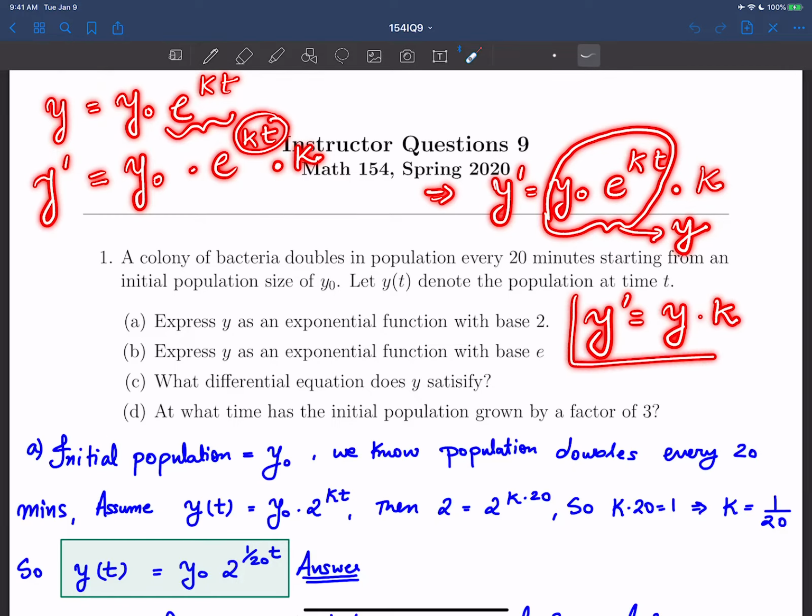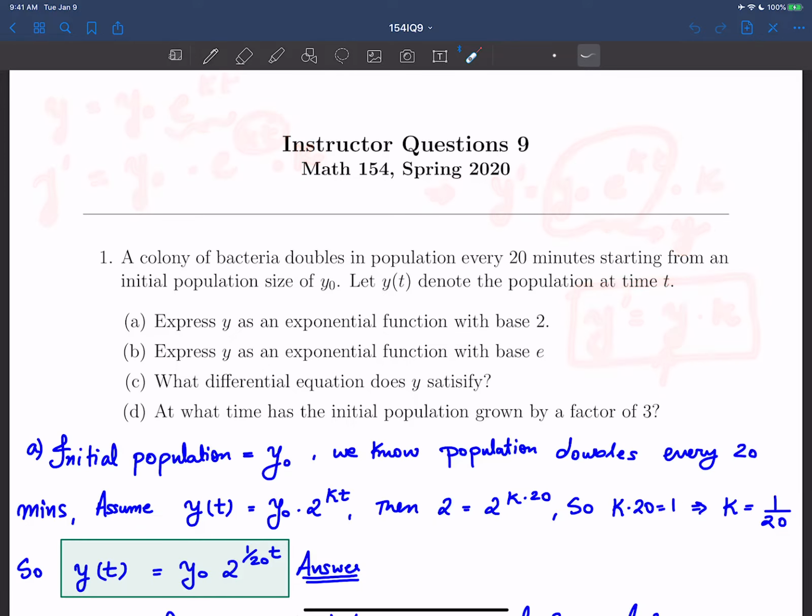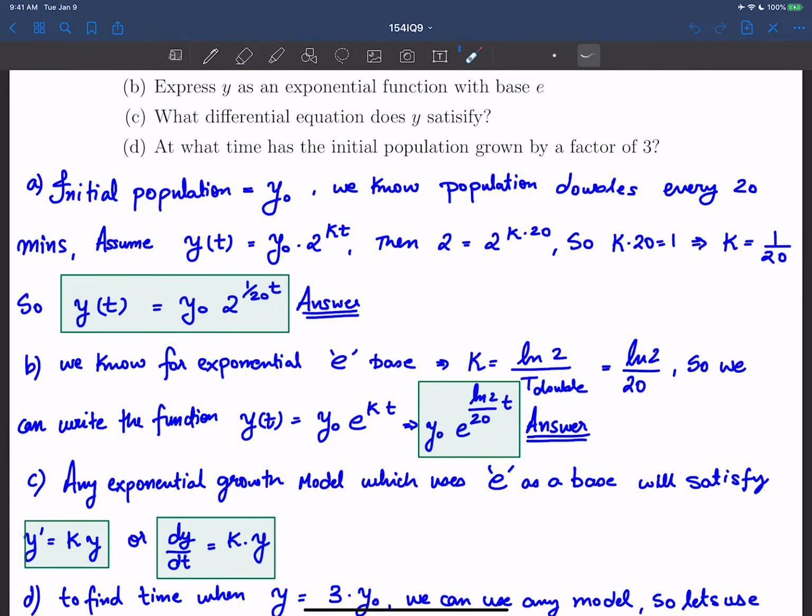That's the property that every exponential function obeys. When you have an exponential function, the derivative depends upon the function itself, and that's how you can find a differential equation. So any exponential growth model which uses e as a base will satisfy y prime equals ky, or you can write y prime as dy/dt equals ky. That was an easy catch. You can take a derivative to prove your analysis here, but you can definitely use it as a base set as well. That's part C.